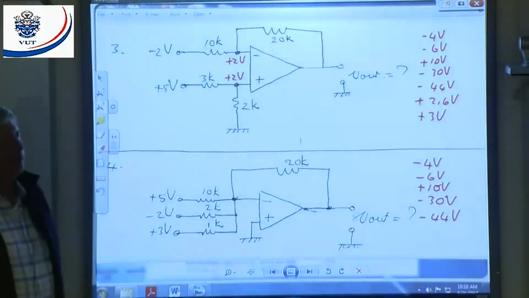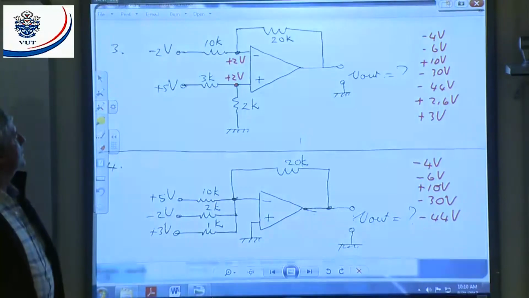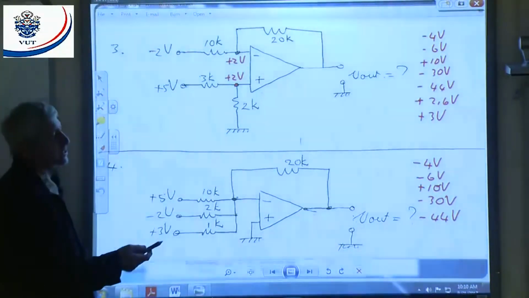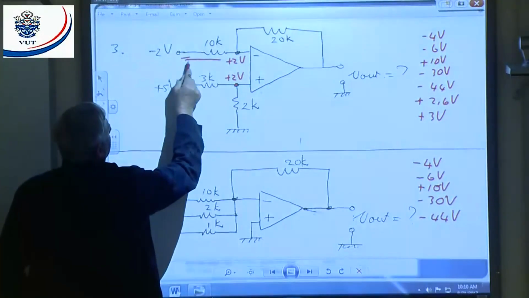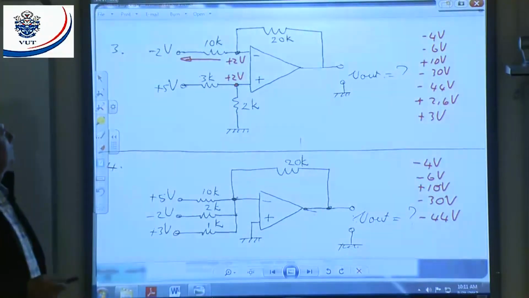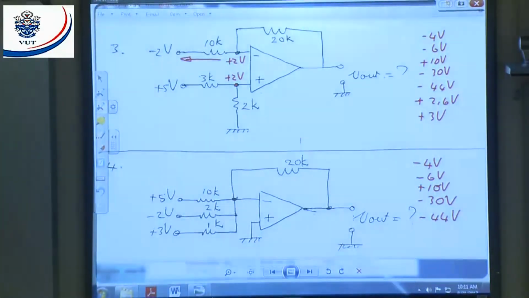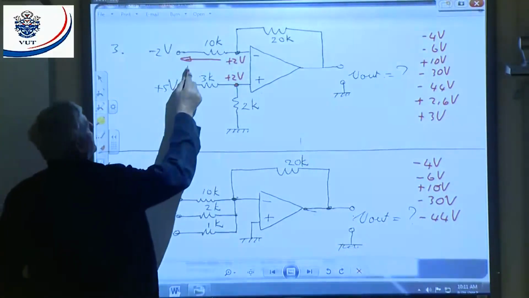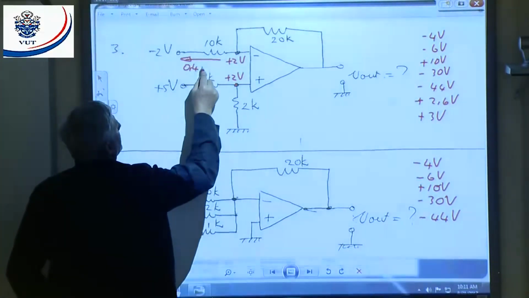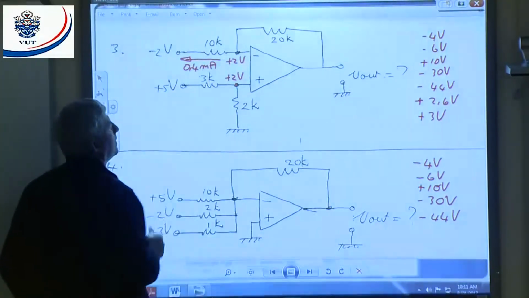Everybody with me? What is the voltage difference across the 10K? There's 4 volts across it because, in which direction will the current flow? The current will flow in that direction. You agree? Yes. How does current flow? Now why do you want to flow it from negative to positive, eh? Plus 2 is more positive than minus 2. You agree? All right, 4 volts divided by 10K will give me 0.4 milliamps. Everybody agree?